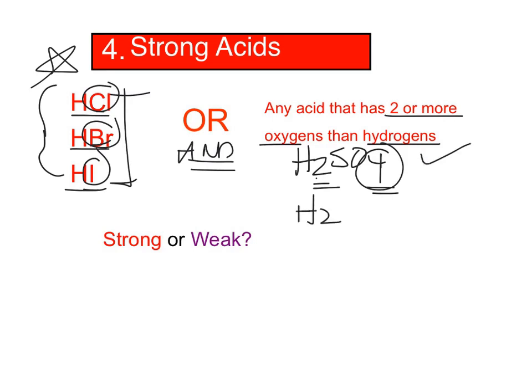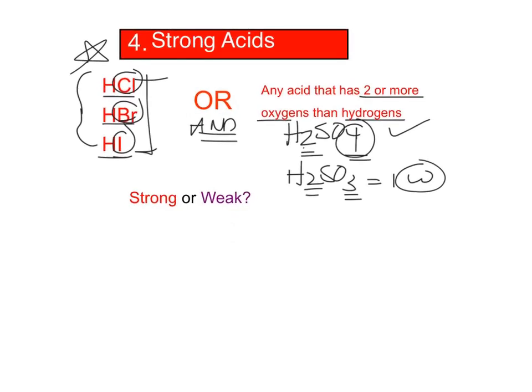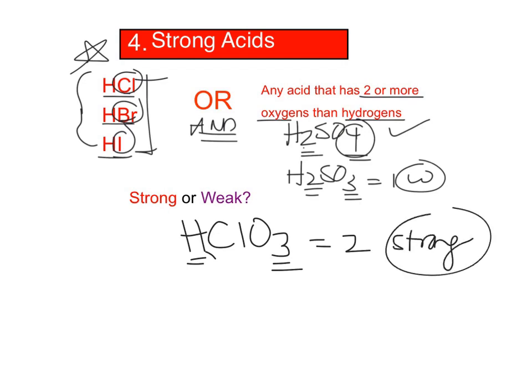If you look at sulfurous acid, H2SO3, compare 2 and 3, there's only a difference of 1 oxygen. This would be classified as weak. Let me give you a few more examples. What about HClO3? Compare hydrogen to oxygen. There's 1 and 3, so the difference is 2 oxygens. There are 2 more oxygens, so this is a strong acid. It would completely ionize, 100% ionize in water.